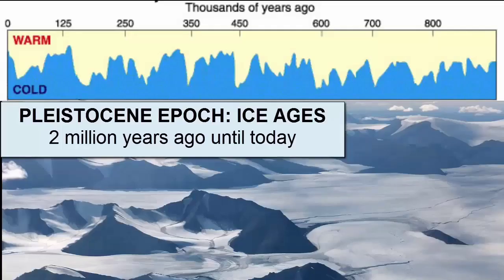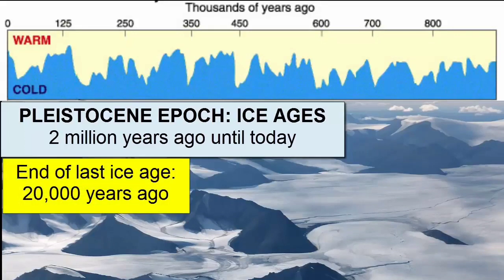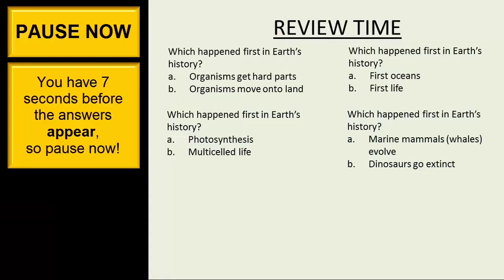2 million years ago, we began the period of cyclic ice ages that we are coming out of today. The last ice age ended only 20,000 years ago. Pause now.